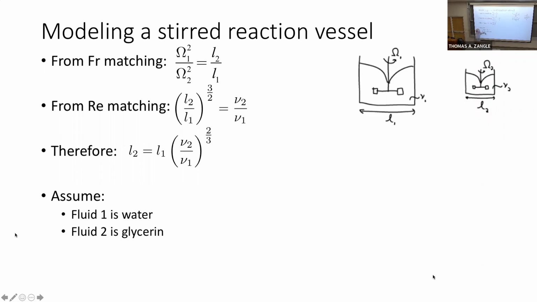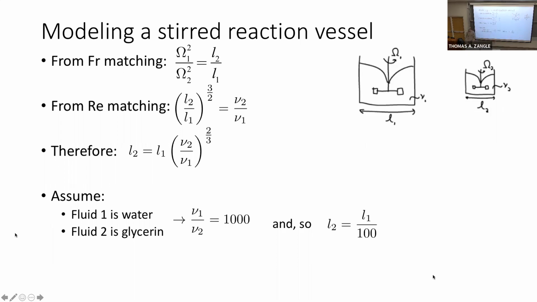So assume, for example, fluid 1 is water. Let's say the reaction vessel that we're trying to model is a stirred tank of mostly water. And we're going to attempt to model it using glycerin. Glycerin has a high viscosity, so we can now see what the ratio of the systems needs to be. The ratio of viscosities is 1,000 for water to glycerin, and so our L2 would be 1/100th the size of the original.